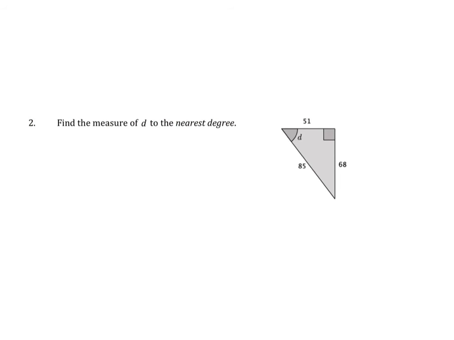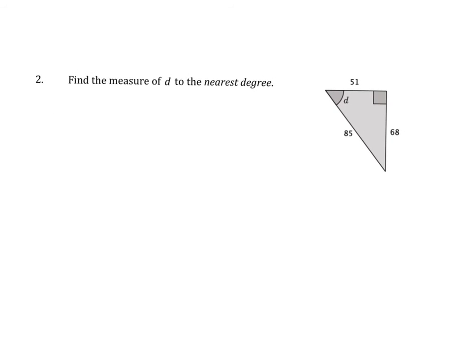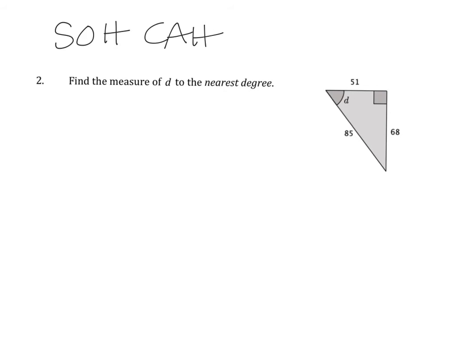Okay, so find the measure of D to the nearest degree. Why don't you go ahead and try to set this up? Don't forget to write down SOHCAHTOA. Which one of these trig functions do you want to use in order to find the measure of angle D? You can use any one of those three. It's entirely up to you because they've given you all values for the sides of the right triangle. I'm going to write out all three. You pick whichever works best for you.